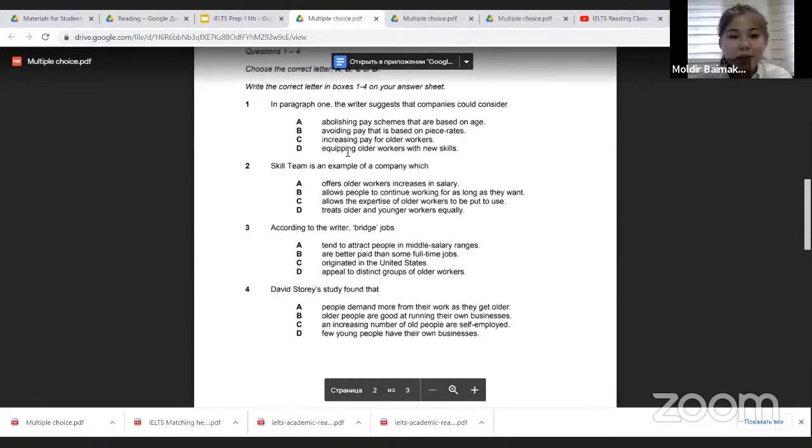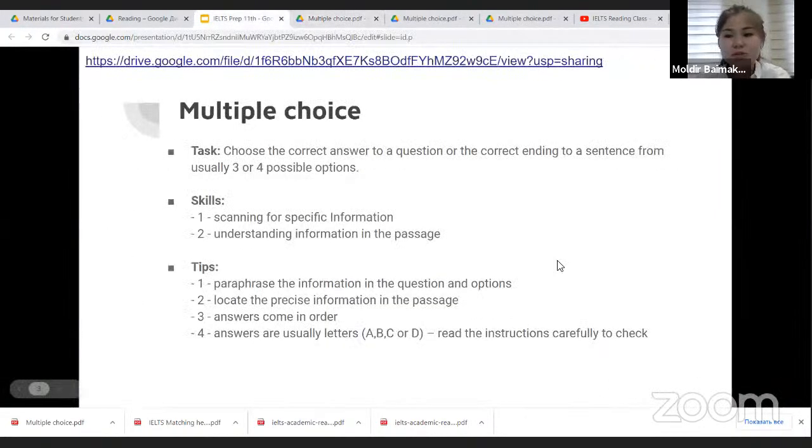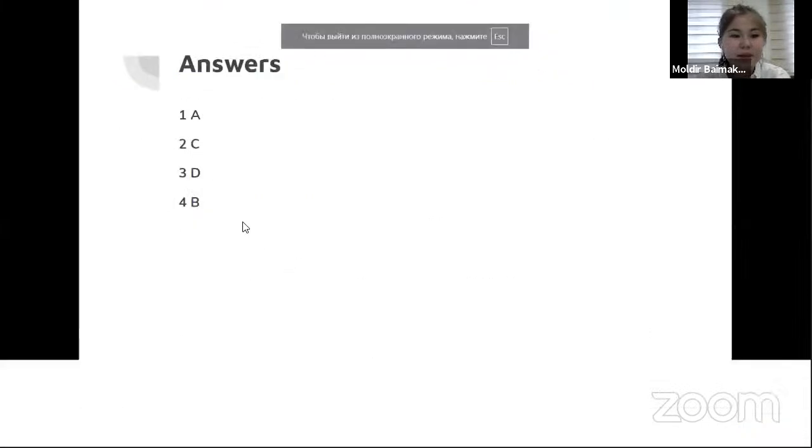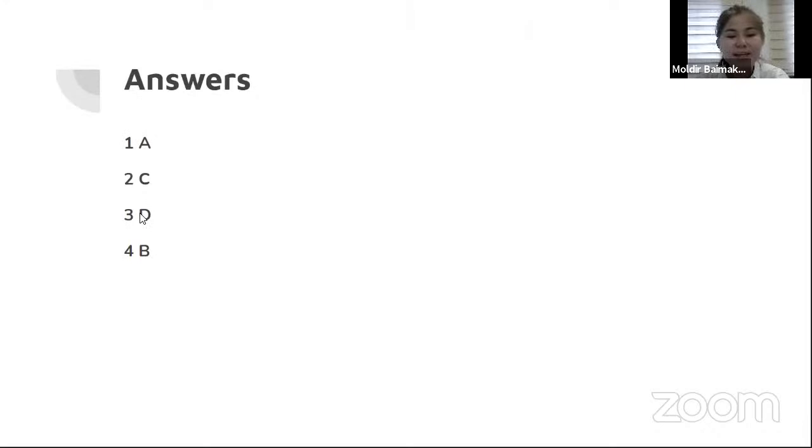Okay, so here the writer suggests that companies could consider increasing pay for older workers. Now let's check. A, C, C, B, you said, right? So the third one is wrong. I could debate.